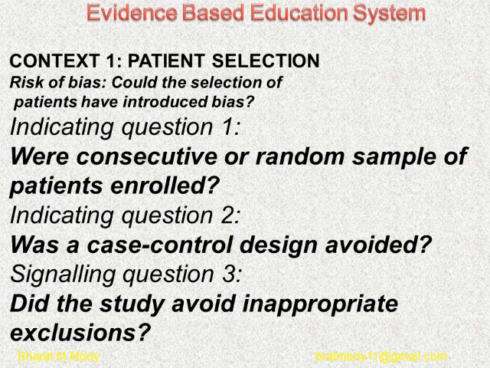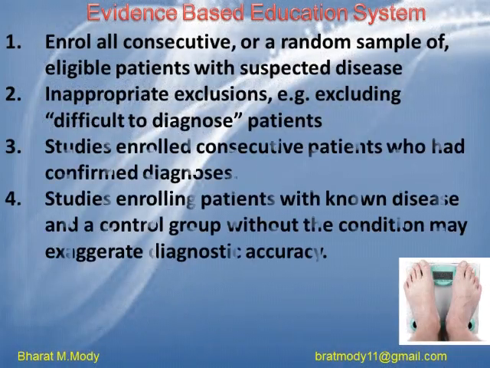Second question is, was case control design avoided? Because case control randomization is not possible, so that is out of question. Did the study avoid inappropriate exclusion? Many a time specific exclusions are given, and the results appear to be better. So enroll all patients randomized, eligible for that with the suspect. The need to treat should be proper. Inappropriate exclusion should not be there. If the patient is difficult to diagnose and you avoid that, that is a problem.